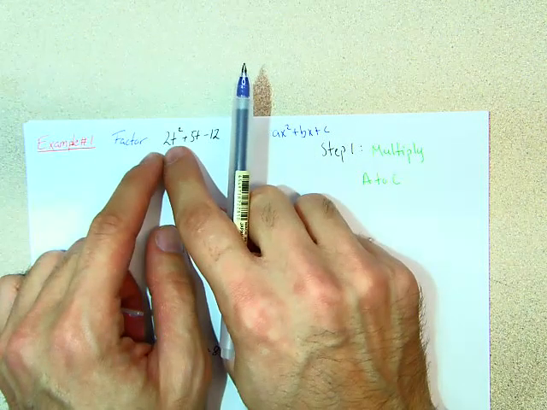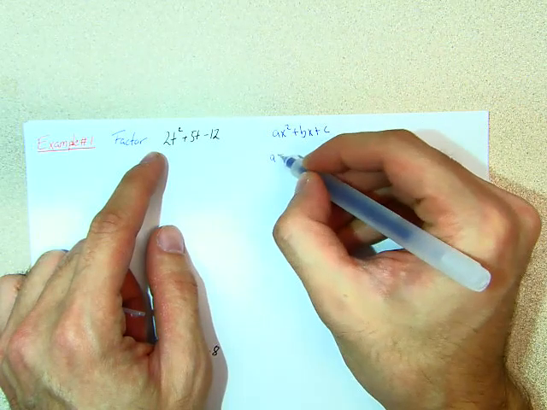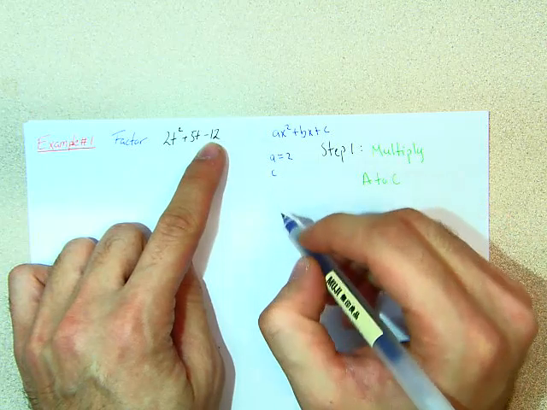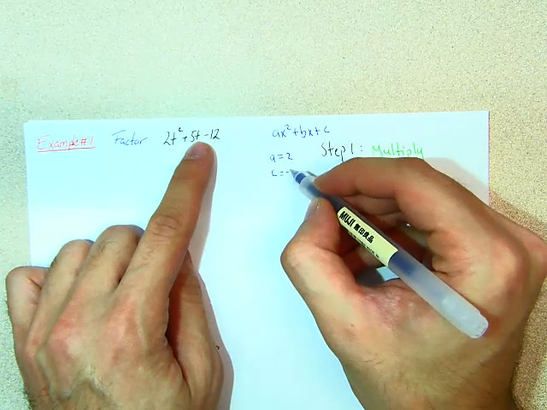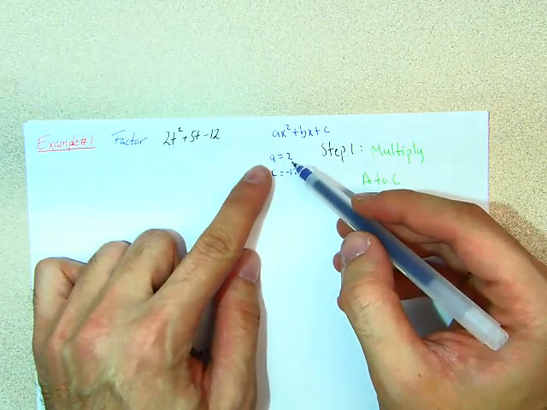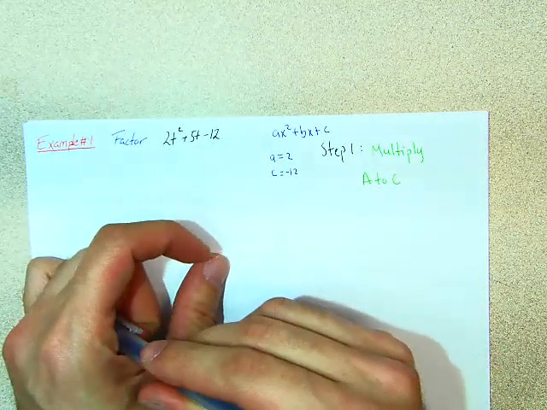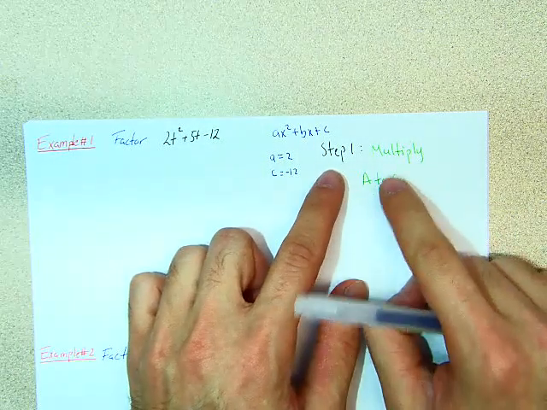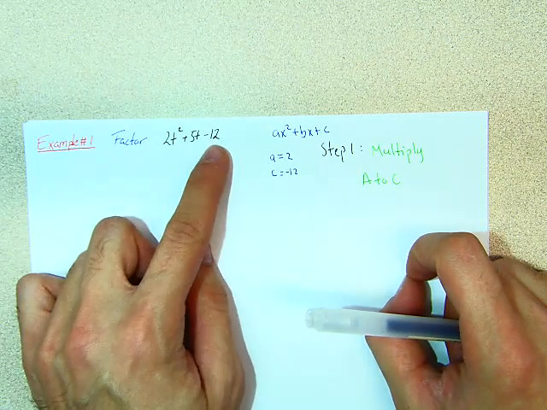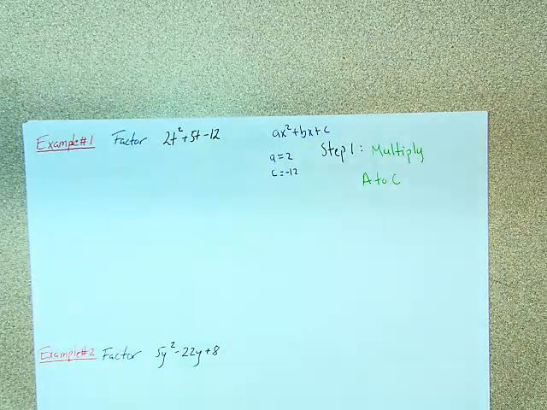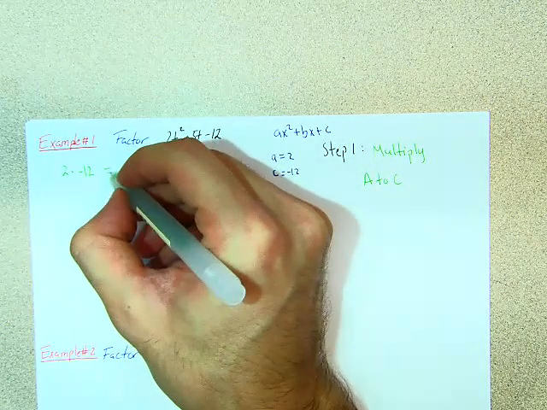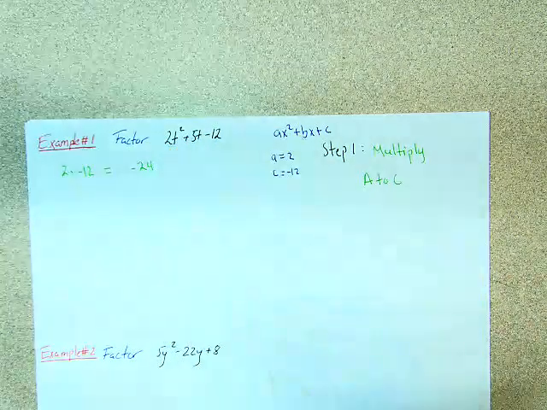So what is our a here? A is equal to 2. What is c equal to? And do not say 12. It is negative 12. You have to take into consideration that minus over there. So a is equal to 2 and c is equal to negative 12. So what does step 1 tell us to do? Multiply a to c. You're multiplying that 2 to the negative 12. So literally all you do is 2 times negative 12, and you get negative 24.